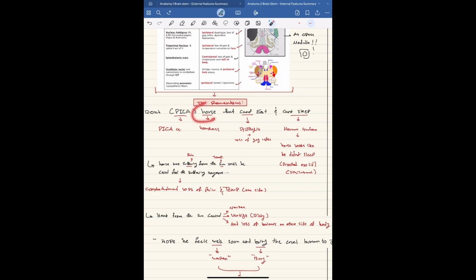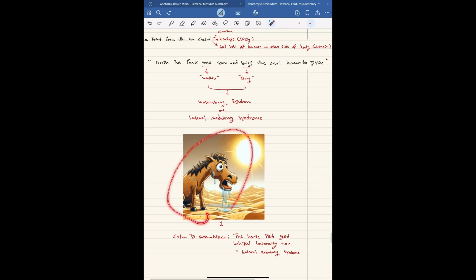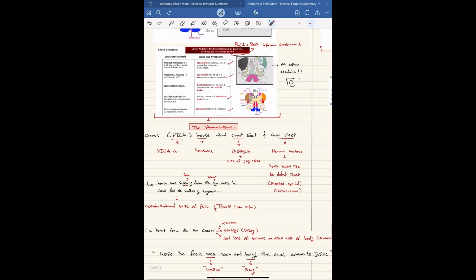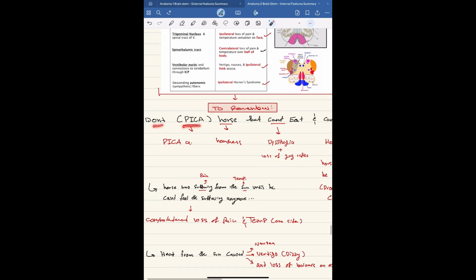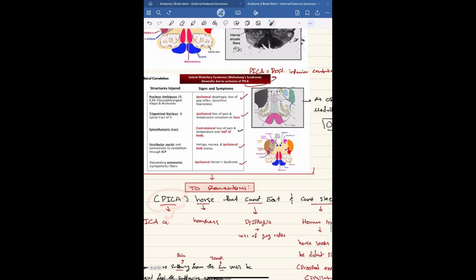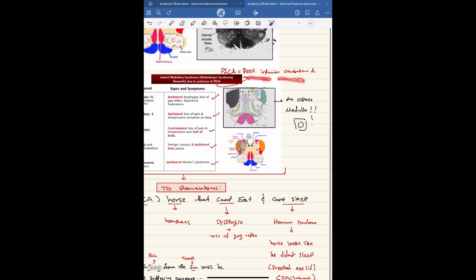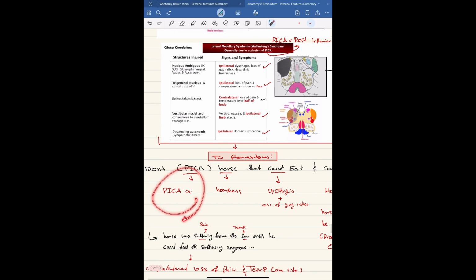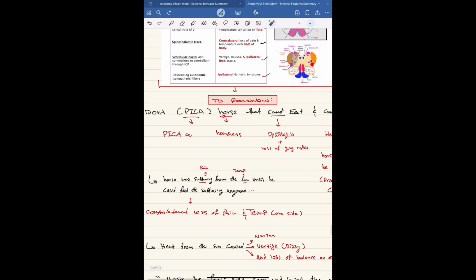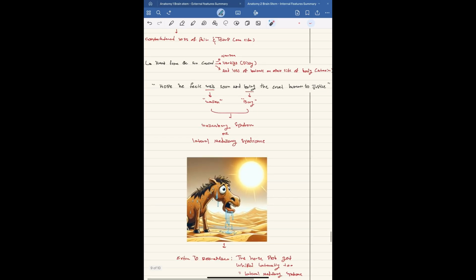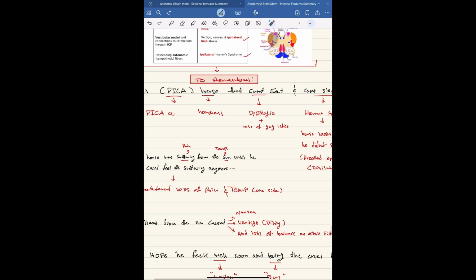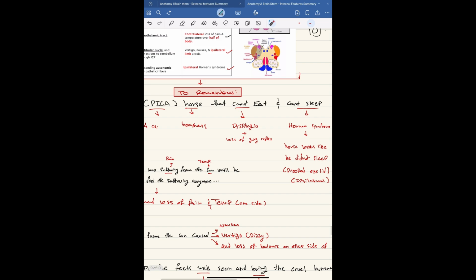So the story is about a horse. This is the horse, and don't pick on him, basically. So let's go through each one. Don't pick is the artery, which is posterior inferior cerebellar artery. So this is the cause here. Horse, I remember two things: the picture, the main character, and hoarseness. That's a characteristic sign of the patient.